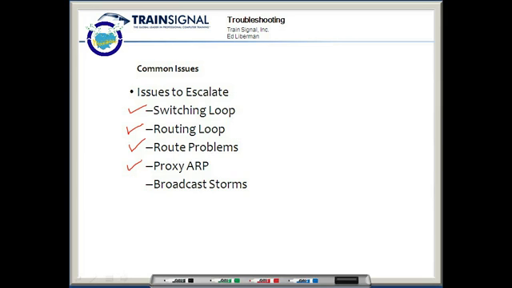Proxy ARP by itself is not necessarily an issue. It's that proxy ARP can create issues if you're not really careful in how it's set up. You can have devices that are acting as a proxy ARP but aren't actually capable of doing so, and then you end up with a big issue. And the last issue we have here is something called a broadcast storm.